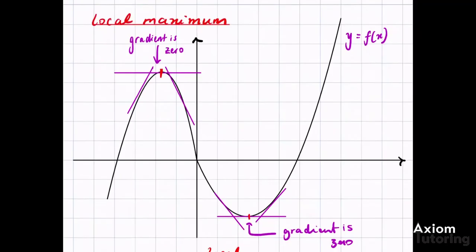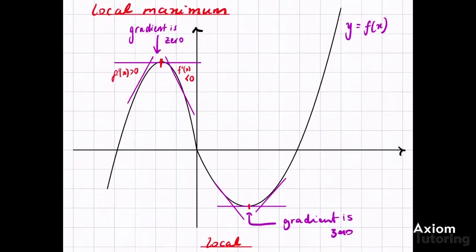If we have a look slightly to the left of our maximum point, we can see that the slope represented by f dash of x is greater than 0. So it's positive. We have a positive slope here. And then at the maximum point, we have a gradient of 0. So the slope is 0. And then just after, we can see that the slope is negative. So f dash of x is less than 0. And so that justifies that this is a local maximum.